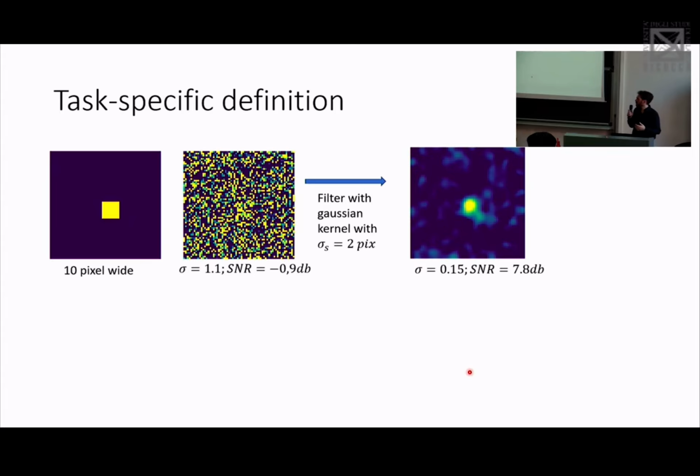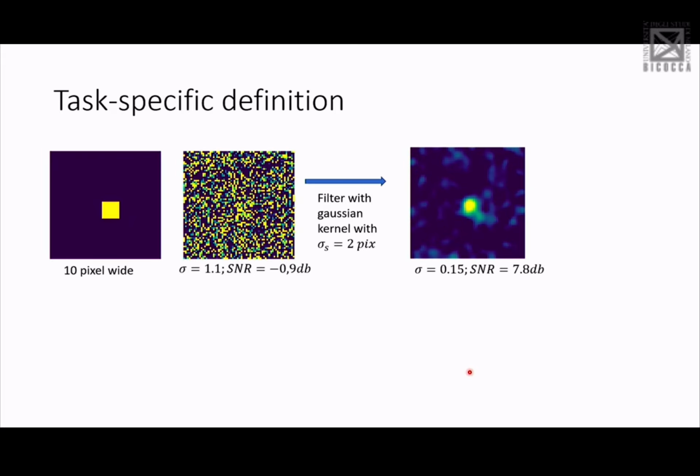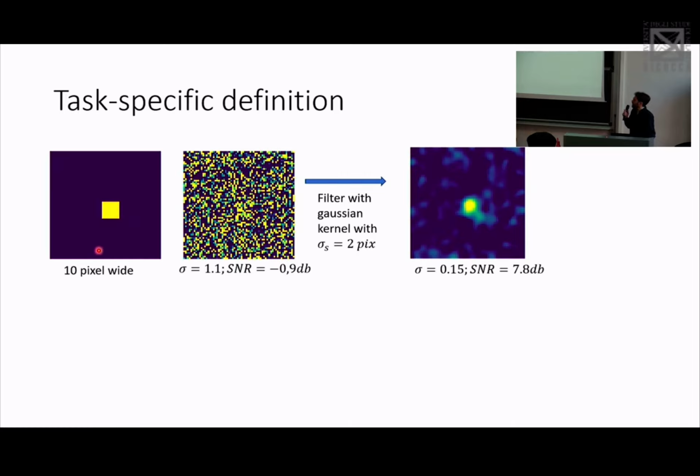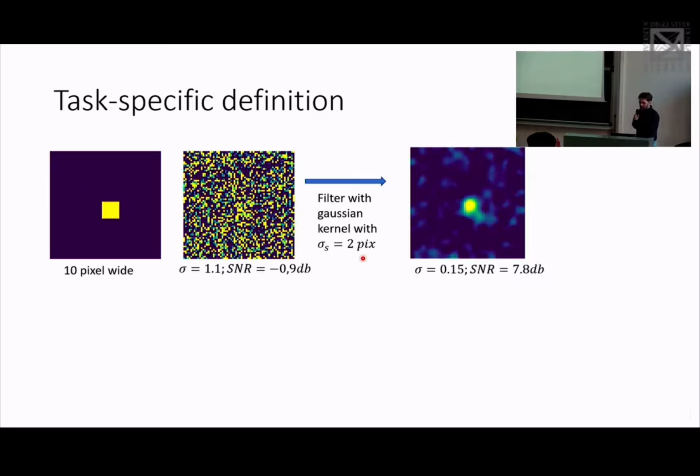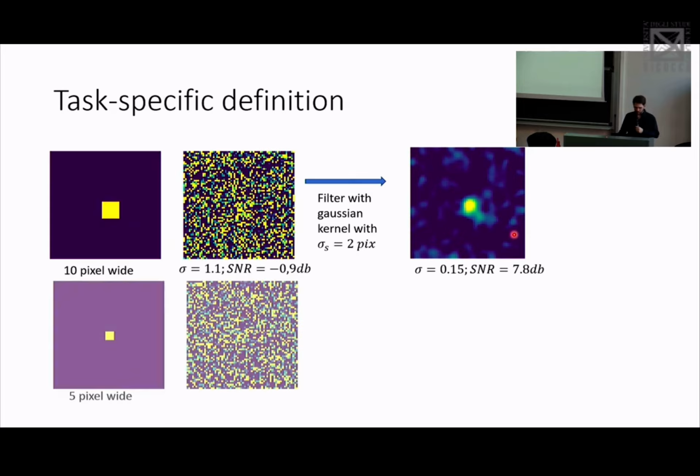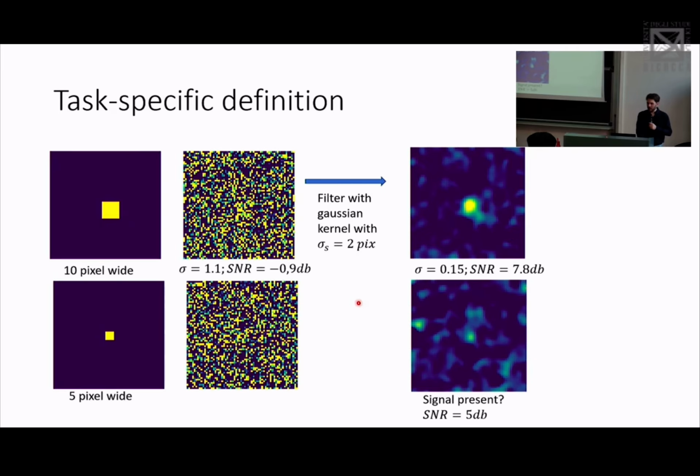So you have to remember that we have a kind of task-specific definition of noise. If we have here a signal which is 10 pixels wide, where my signal is 1 and my background is 0.1, and I add a noise which is higher than the signal, I don't see anything. If I filter it with a spatial filter, I recover it extremely well. But if my signal had been smaller and I apply the same procedure, I remove the noise, but I cannot distinguish this signal from this noise anymore.